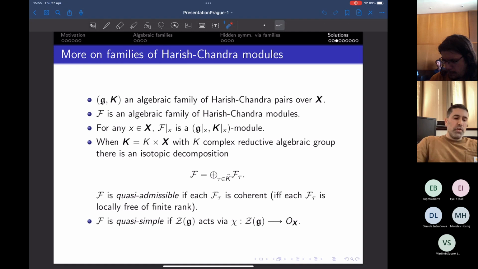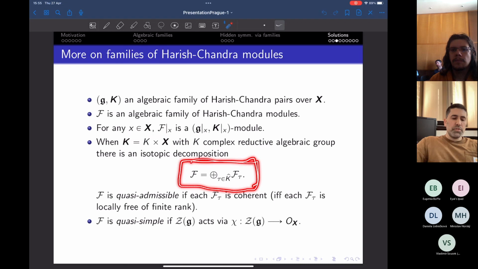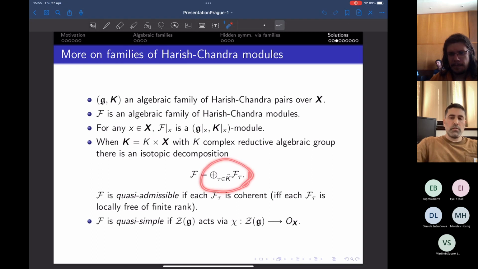If your family of groups is constant and the fiber is complex reductive algebraic, you get a decomposition according to irreducible representations of this constant group K. So you have a decomposition of a family of some sheaf into subsheaves, and if all of these are coherent, finitely generated, finite dimensional in some good sense, then you call this sheaf quasi-admissible.